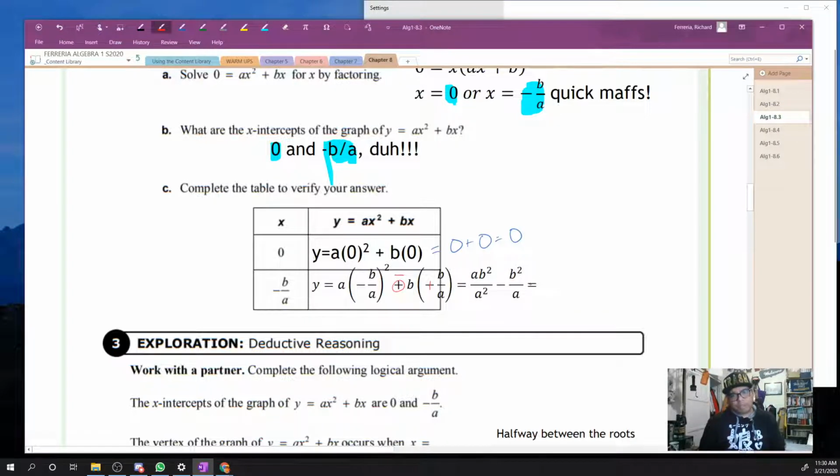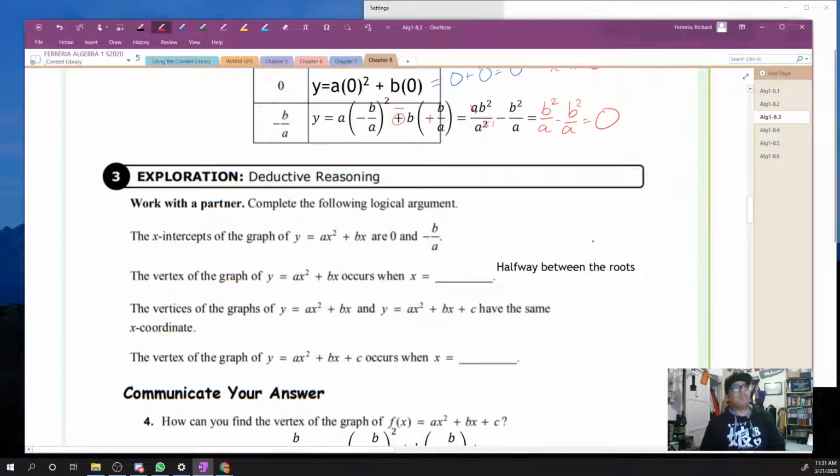So we've got one more step before we're finished solving. Since this has an a on the numerator and the denominator, we can cancel them out, and then you're left with b squared over a minus b squared over a. That is 0. So we have confirmed that the roots, which are the x-intercepts, are x equals 0 and x equals negative b over 2a.